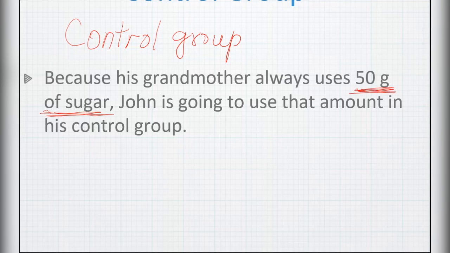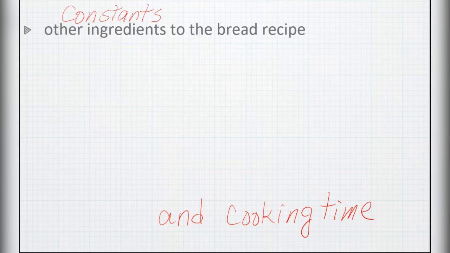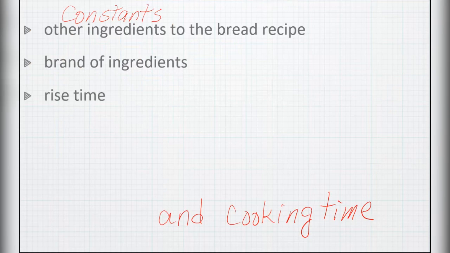There is another group, remember, which will not change, which would stay the same in all trials, in all steps of the experiment. What is that? Constants. What are constants? They would stay the same. Number one, all other ingredients, water, flour, or if there is something else he is adding. Brand of ingredients, the same brand for the flour, same brand for sugar.